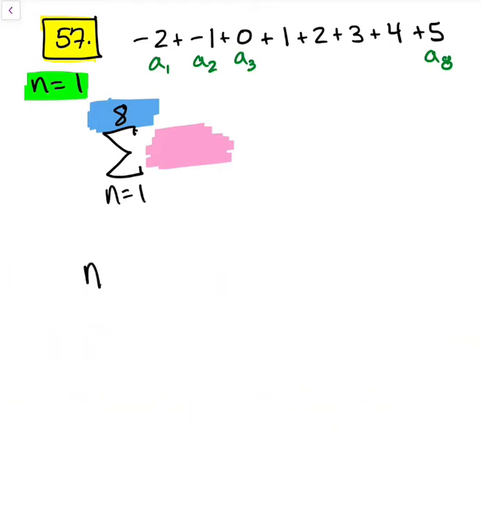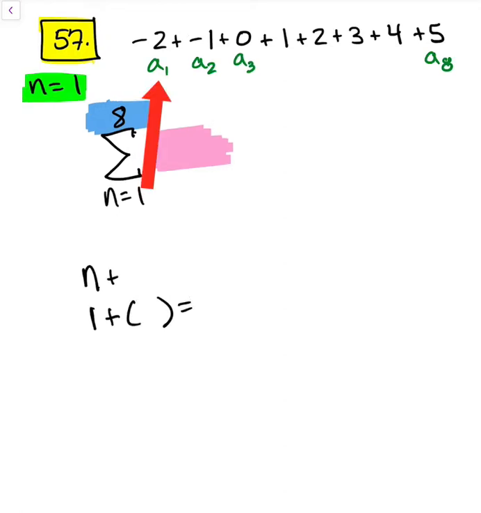Some number, and in this case my number is 1, plus some other number is going to give me my a1, which is negative 2. So I'm doing some operation to that 1. It can be multiplication, division, anything. I'm paying close attention to this 1, and I'm doing something to it to give me negative 2.